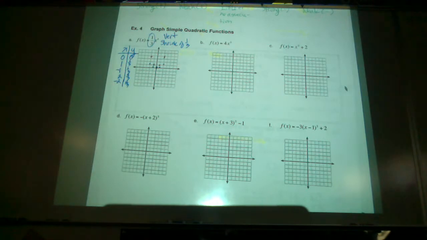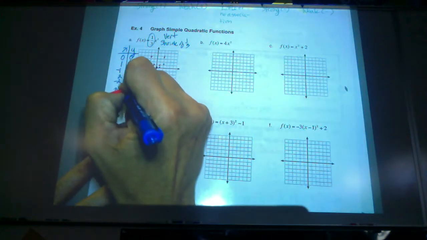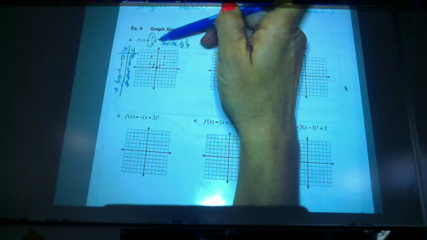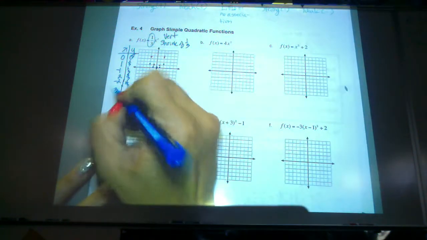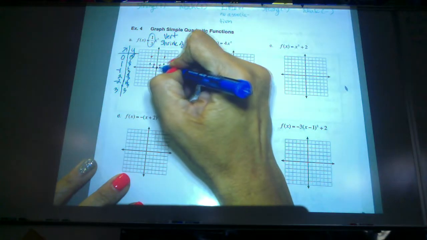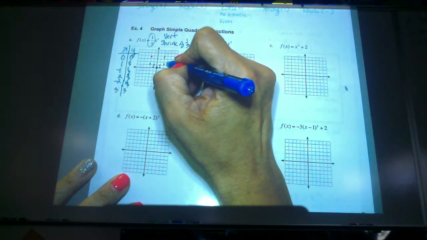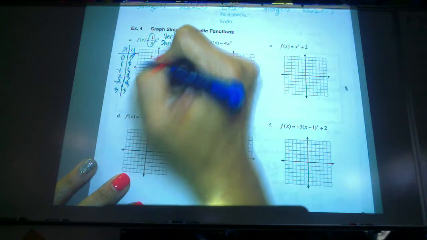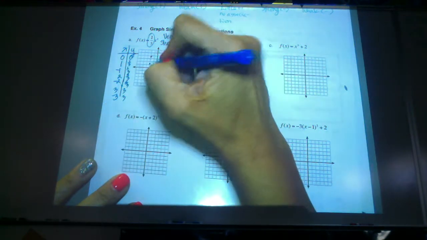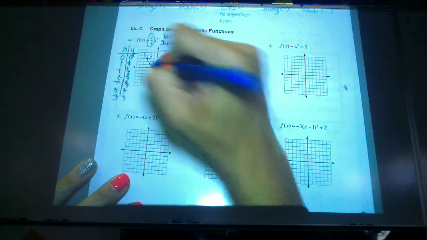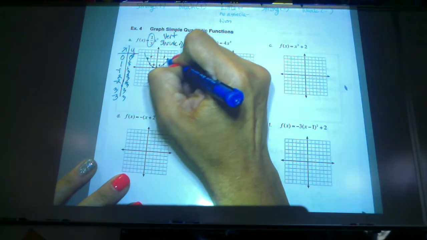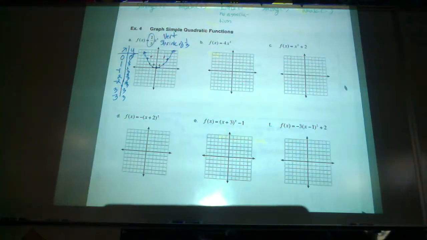If I go out one more unit, out to 3, 3 squared is 9. 9 divided by 3 is 3. So I've got 1, 2, 3, and that's a nice one to plot. And -3 is going to be the same thing. So I can get a nice shape to this graph. The more points I plot, the better the shape of the graph. And as you can see, those arms are getting closer to the x-axis.